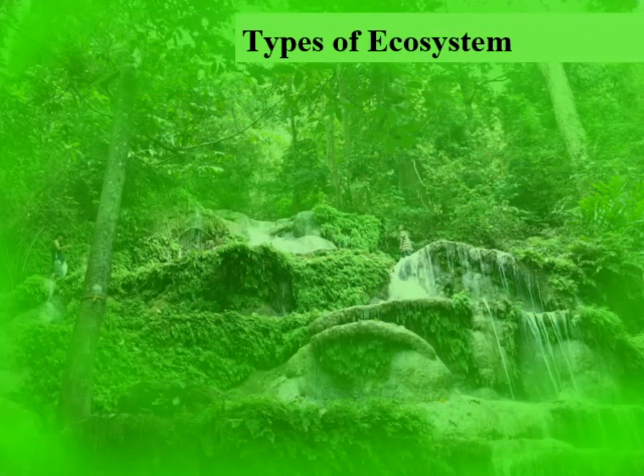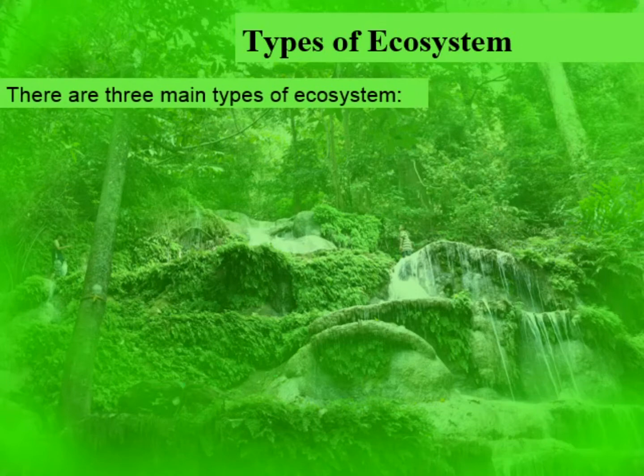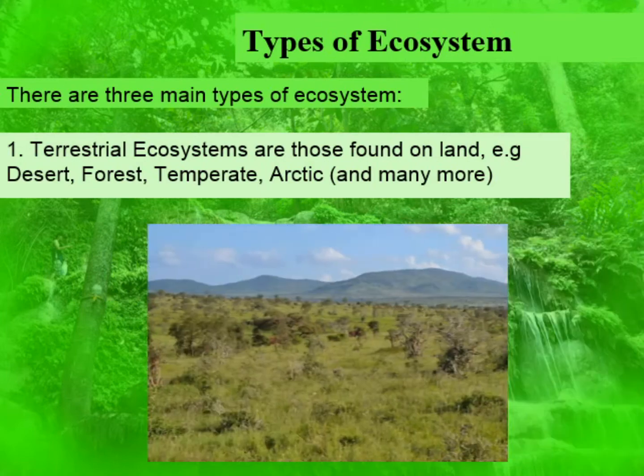So there are many different types of ecosystem, and we're going to divide them into three headings. First, terrestrial ecosystems. So those are found on land, like the biomes we saw on the previous slide. So these are desert, forest, temperate, Arctic, and many more. So here are some examples.